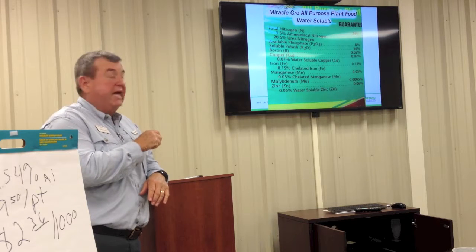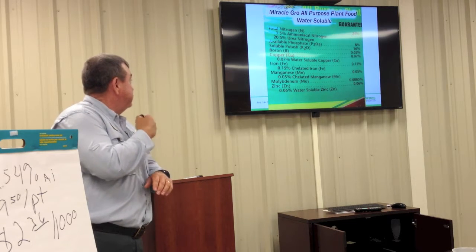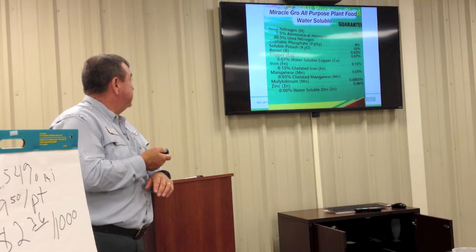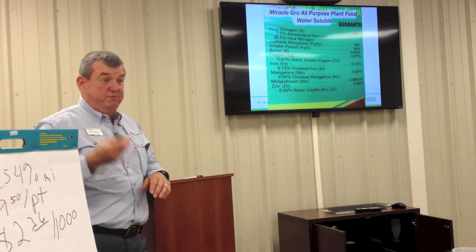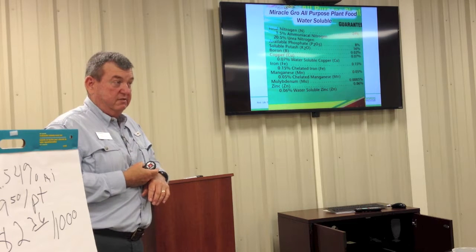But again, this is a complete fertilizer. It's got nitrogen, phosphorus, and potassium, as well as some boron, some copper, some iron, some manganese, some molybdenum, and some zinc in it. Okay, it's pretty high nitrogen. The other one was 13%. This is 24%.